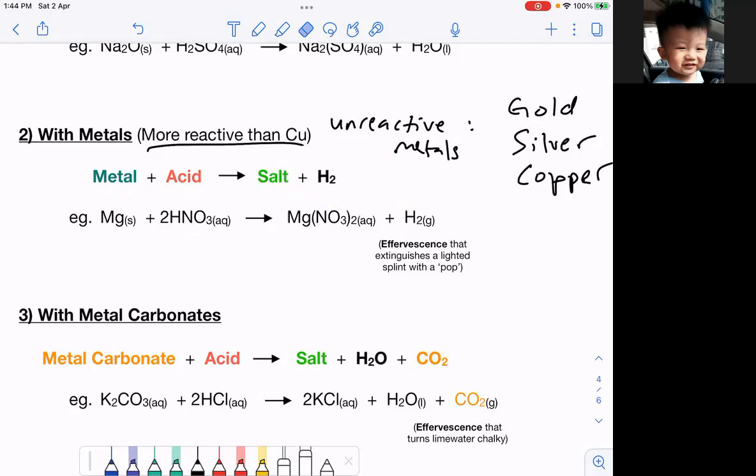Okay, make your own example. Choose your own favorite metal. Don't need to be too adventurous. Just choose group 1 and group 2. Because if you choose some weird transition metals, manganese, all that, you also don't know what the charge are. But group 1, group 2, we already know the charge.